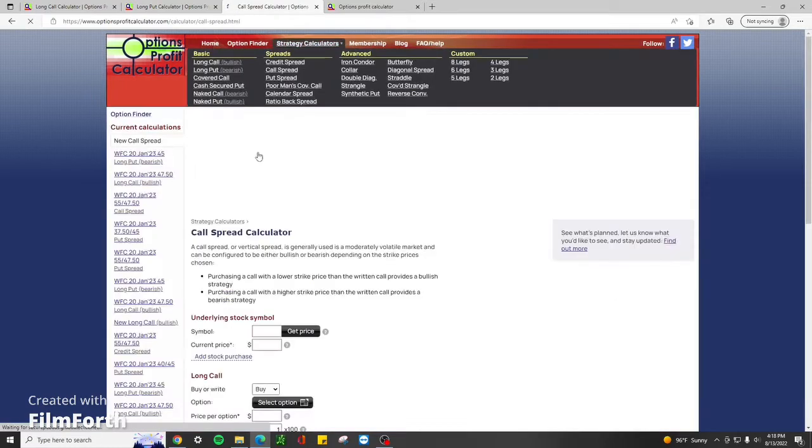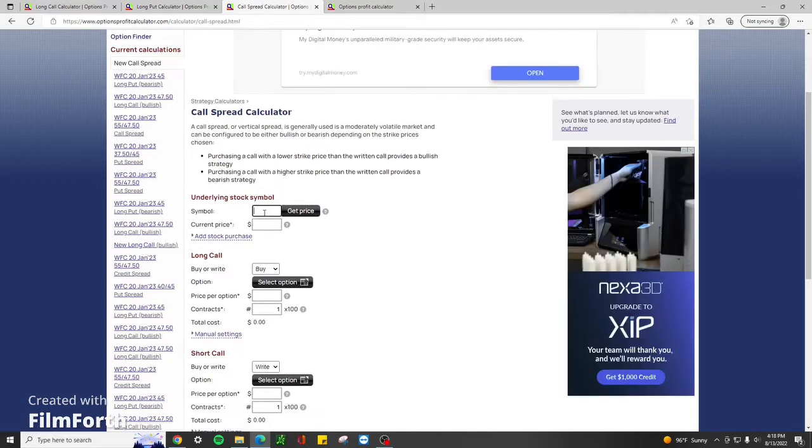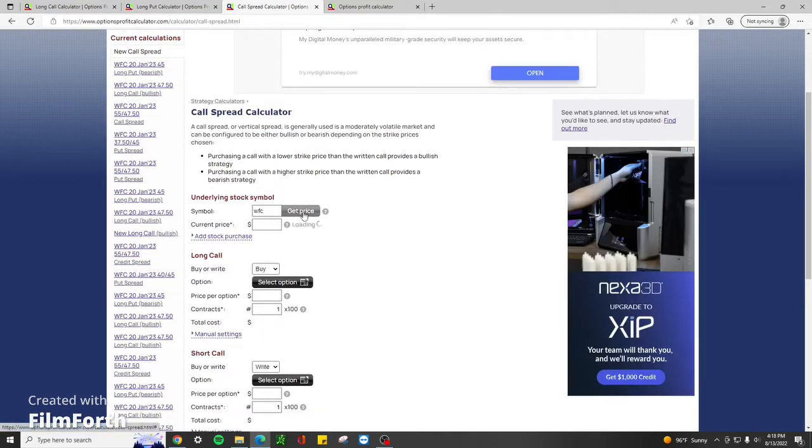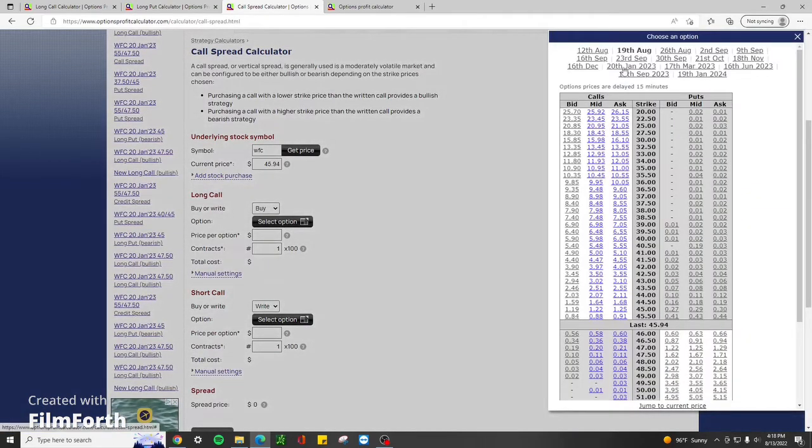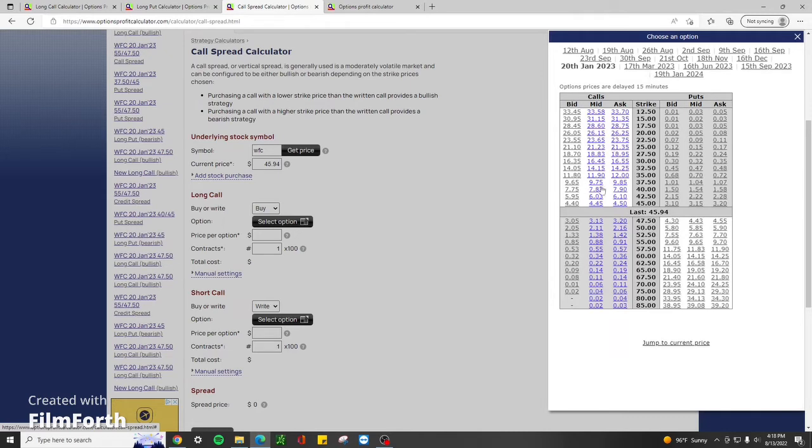So if you click on call credit spread there, we'll stick with Wells Fargo. We'll put that ticker symbol in there, get price, select option, and we'll stick with the January 2023. That way we keep it simple. Now, for the call credit spread, you want to sell a strike price that is closest to the current price, and you want to buy a strike price that is a little further away from the current price.